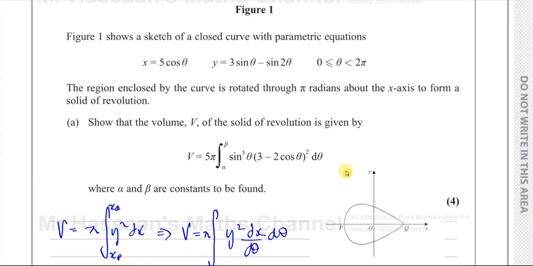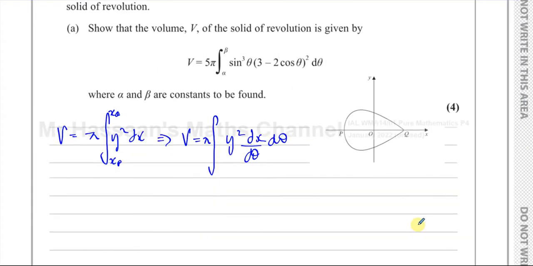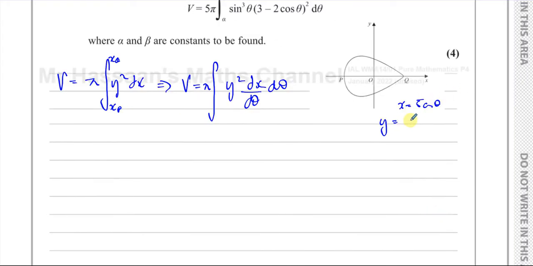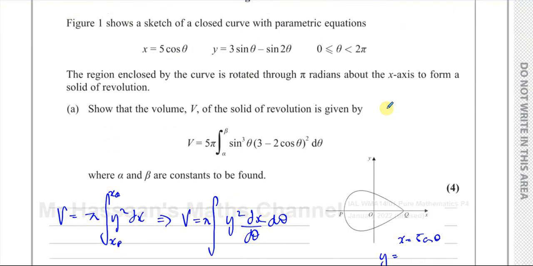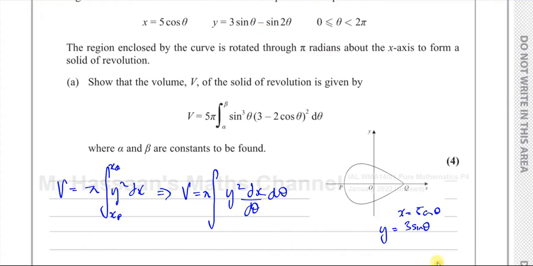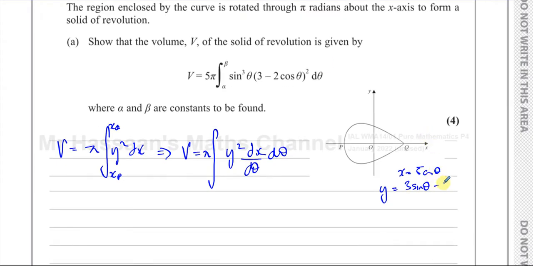Now I know that x is equal to 5 cosine theta. And I know y is equal to, as we're told, 3 sine theta minus sine 2 theta. So y is equal to 3 sine theta minus sine 2 theta.